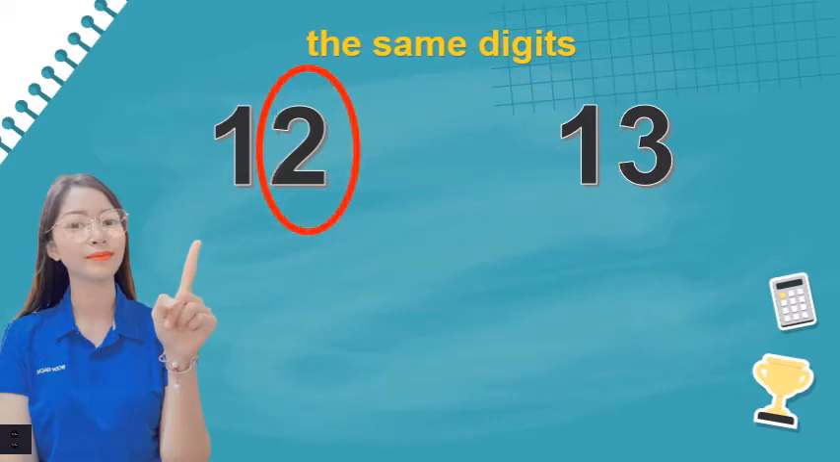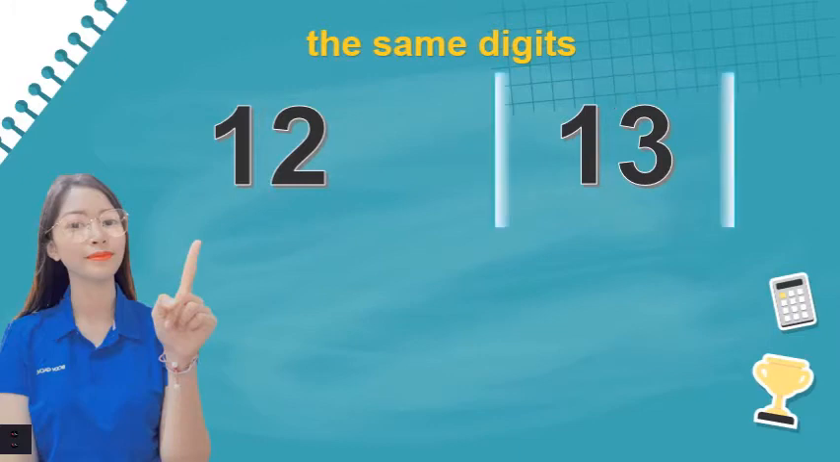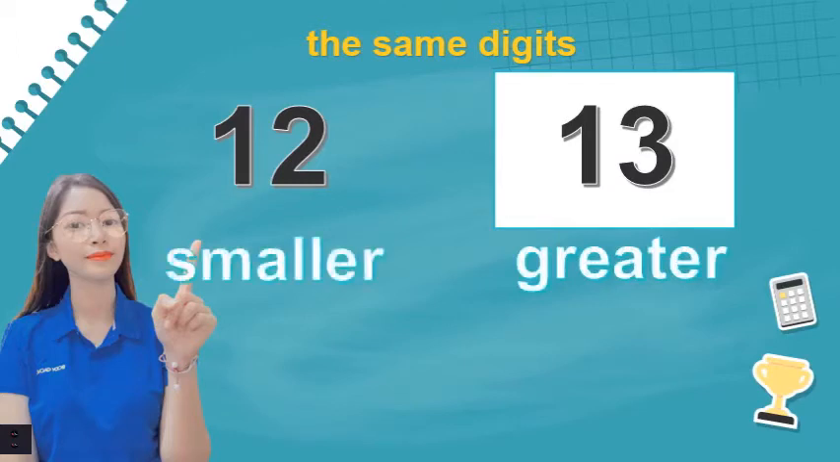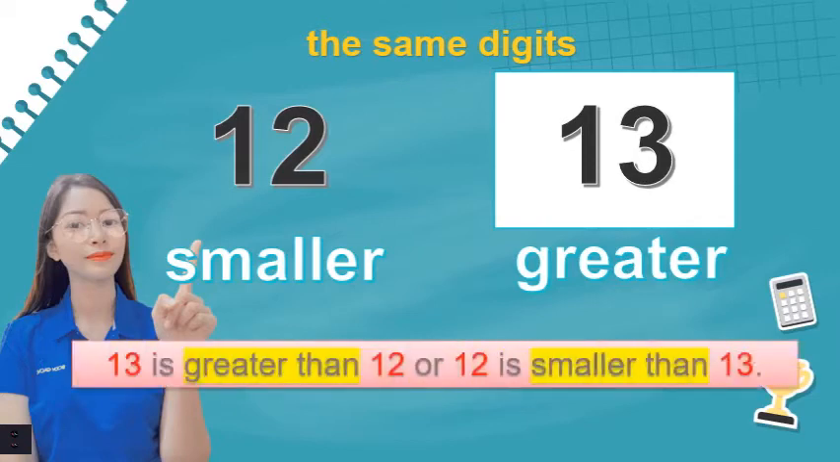Now look here at number 12. We have 2. And the other number, 13, we have 3. So which one is bigger? 2 or 3? You're right, it's number 3. So the bigger or the greater number is 13. And the smaller number is 12. That's how you do it. So therefore, 13 is greater than 12, or 12 is smaller than 13.